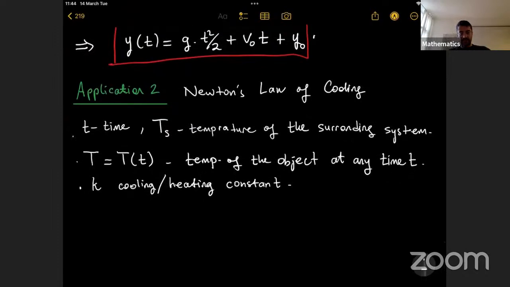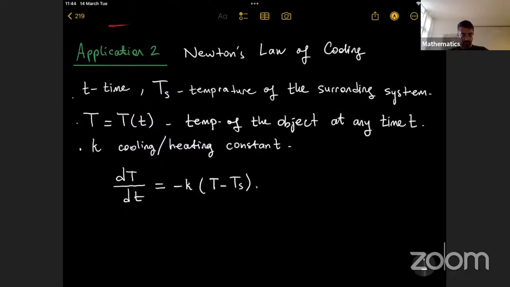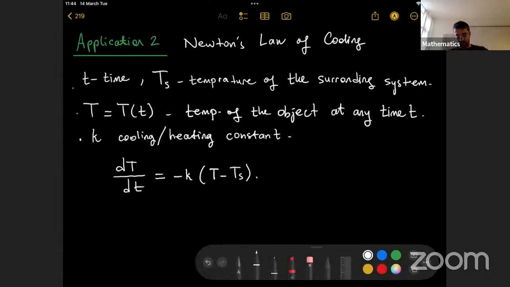Then Newton's law of cooling says you can find the temperature of the object by using this differential equation, a first order differential equation. The derivative of T is equal to minus k times (T minus T_S), okay? Well, it's a separable equation, as you see here, so we can solve this equation easily. Let's do an example.